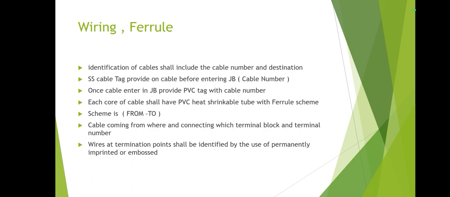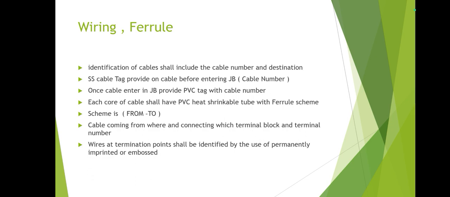As discussed in the video, first on the whiteboard, you see that outside the cable we are using an SS stainless steel tag with cable ties. In the second line, same, there should be a cable number which is mentioned in the cable schedule. Once the cable enters the junction box, provide a PVC tag with the cable number. Same, once the cable enters inside the junction box, we have to provide a PVC sleeve type tag, tied with PVC cable ties, and there is also the number.